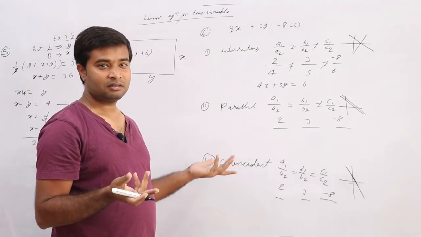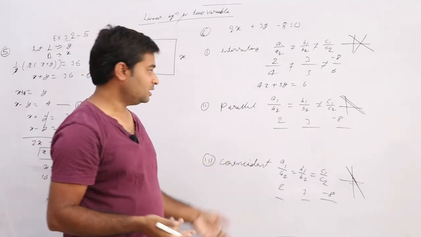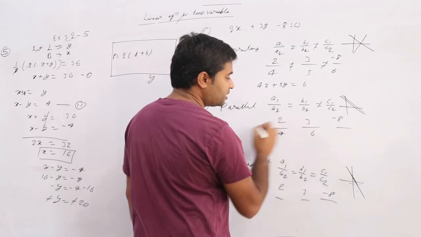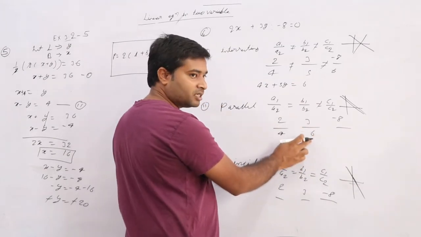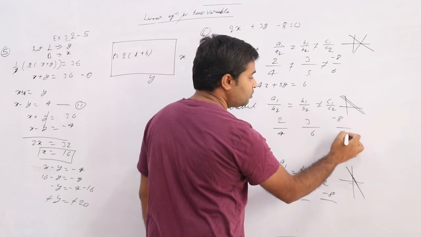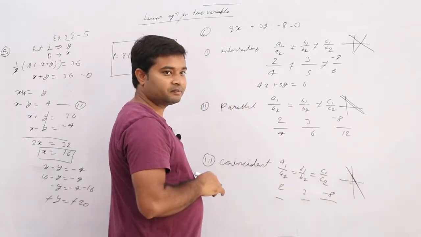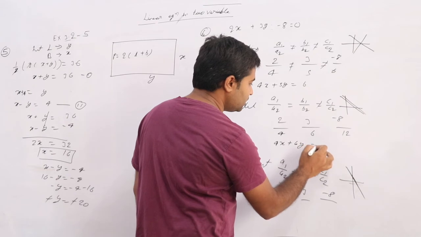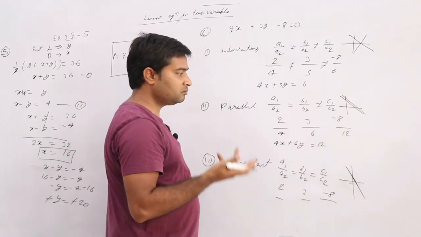Anything means anything. Here I require both to be equal. So here I am writing 4, here I am writing 6. 2 2s are 4, 3 2s are 6. 1 by 2, 1 by 2. This one is not required to be equal, so I am putting something, 12. So 4x plus 6y is equal to 12.